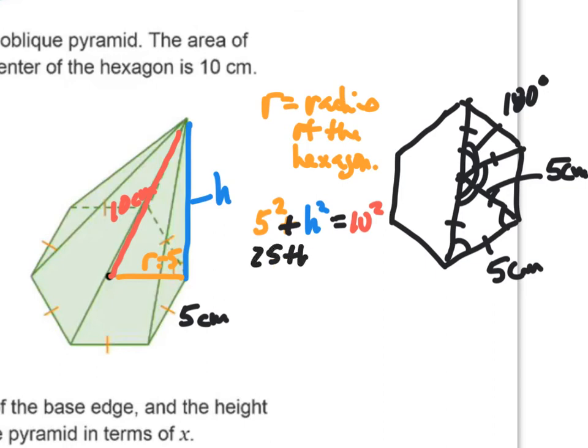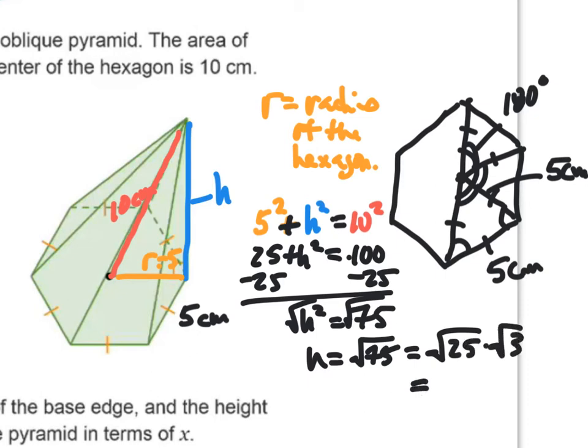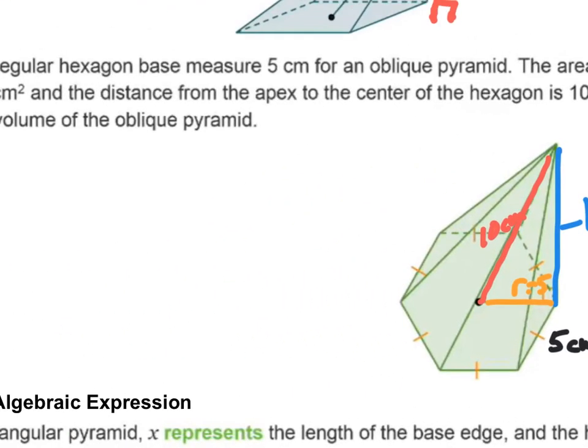So I'm going to get 25 plus h squared is equal to 100. I'm going to subtract 25 from both sides, and that's going to give me that h squared is equal to 75. I'm going to take the square root of both sides, and I get that h is equal to the square root of 75. This splits up into the square root of 25 times the square root of 3, which gives me 5 times the square root of 3. So my height, h, is equal to 5 times the square root of 3. That's my height.